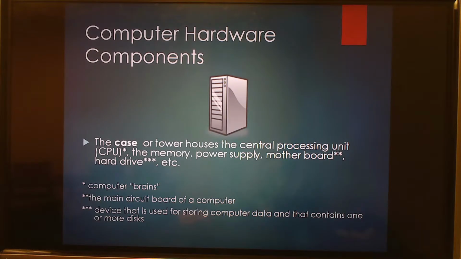Computer hardware components include the case or tower, and it houses the central processing unit, or the CPU, the memory, the power supply, the motherboard, and the hard drive. The CPU is like the brains of the computer, and then the motherboard is like the main circuit board of a computer. And then the hard drive is the device that's used for storing computer data, and it contains one or more disks.